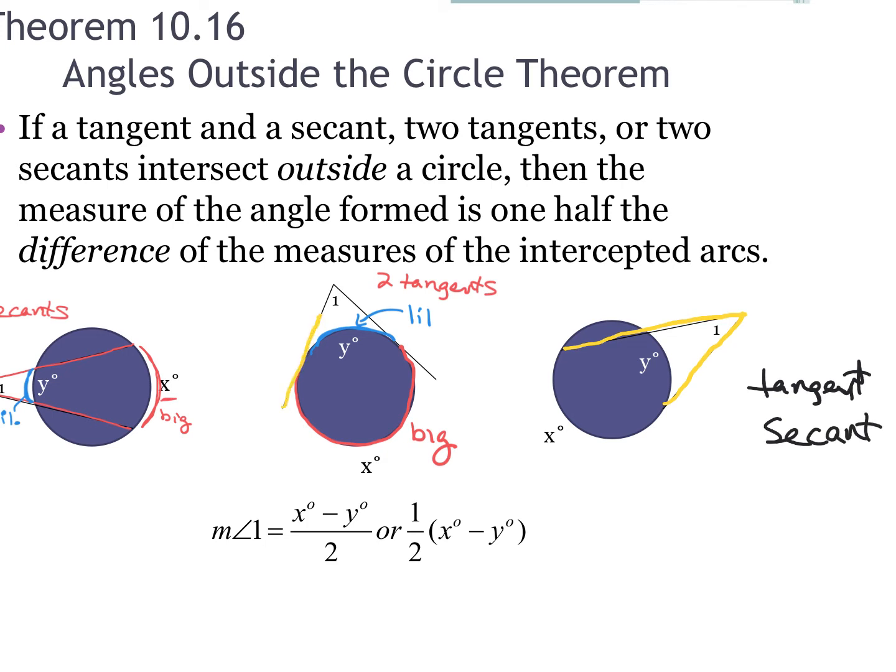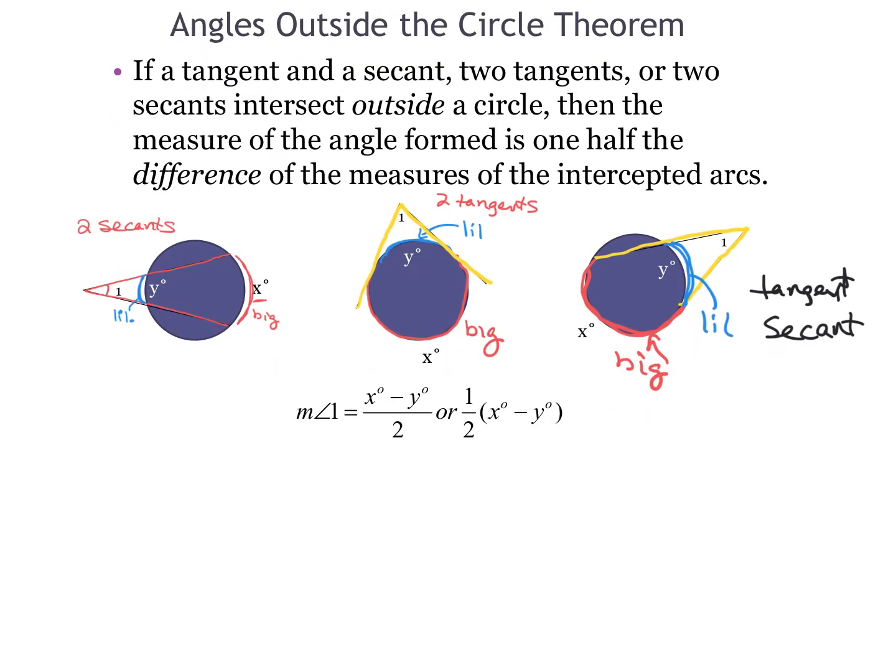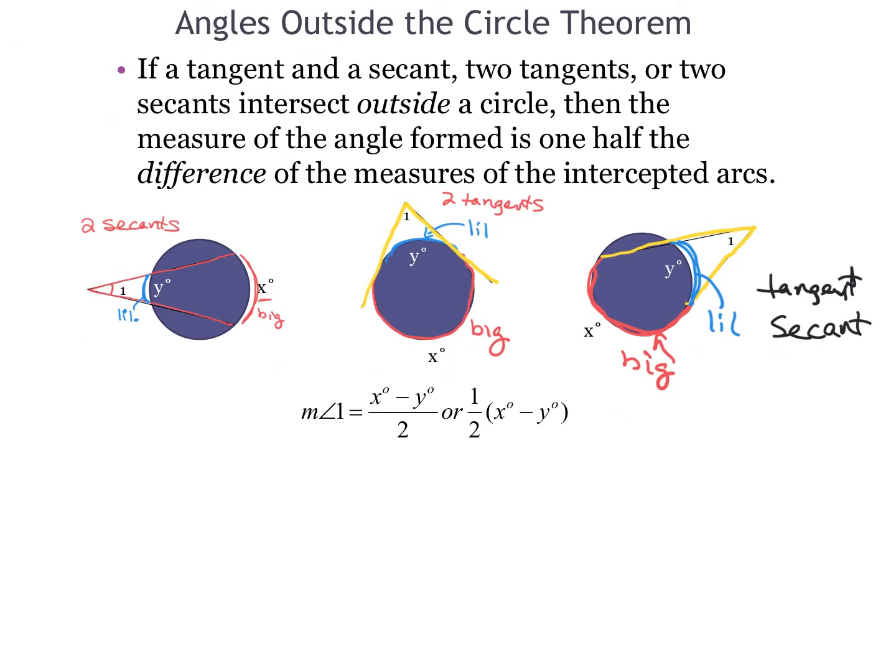These were the two tangents. So again, I've got my big arc, which is x, and then I've got my little arc, which is right here. And again, that's represented by the letter y. We're going to use the same formula to find whether it's the two tangents, the two secants, or the tangent and the secant. We're still going to always use the same formula.